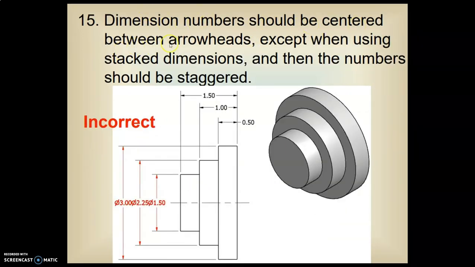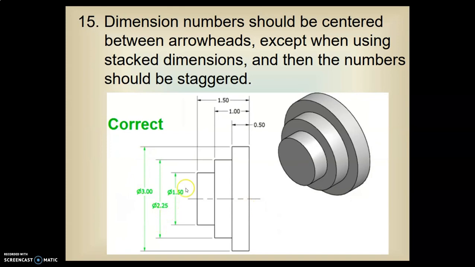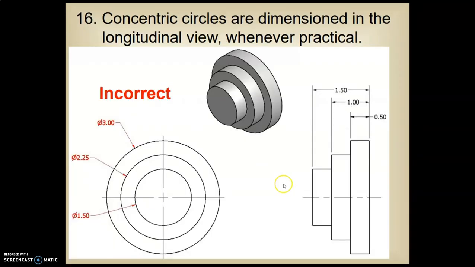Dimension numbers should be centered between the arrowheads except when using stack dimensions, and then the numbers should be staggered. You can see right here, these all go across here. It's very hard to read that. It's better to stagger them like this.